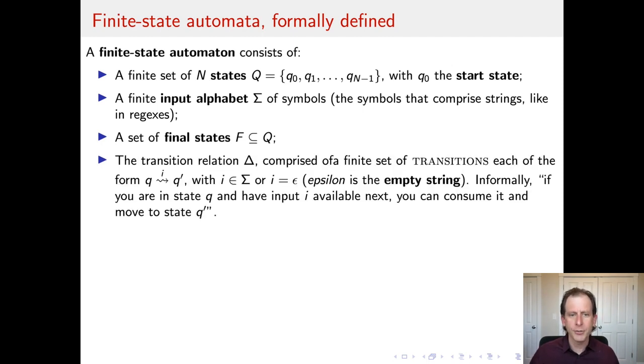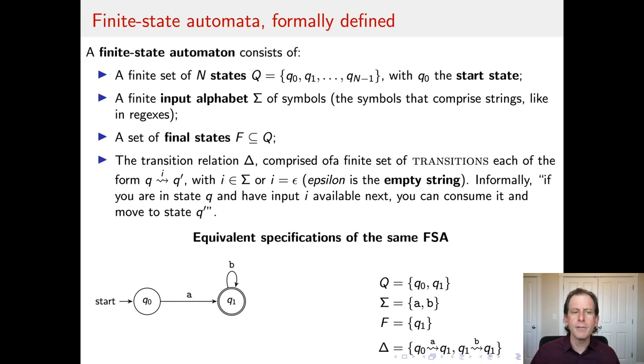And then there's a transition relation, delta, that is comprised of a finite set of transitions, each of which has the form: you're in state Q, you get input symbol I, and you go to state Q prime. I is either a symbol in the input alphabet sigma, or it is the empty string epsilon. Informally, this statement of the transition is that if you're in state Q and have input I available next, you can consume it and move to state Q prime.